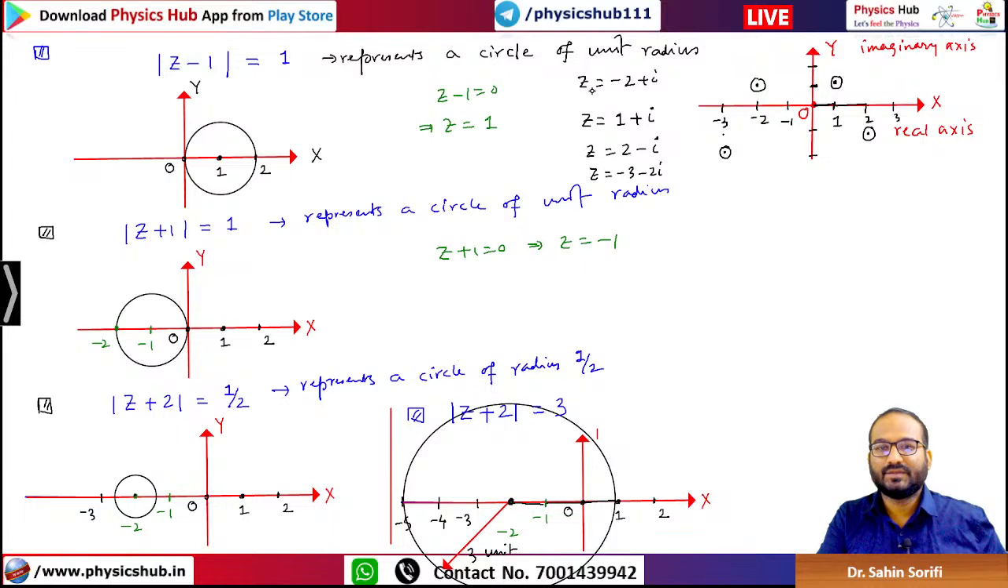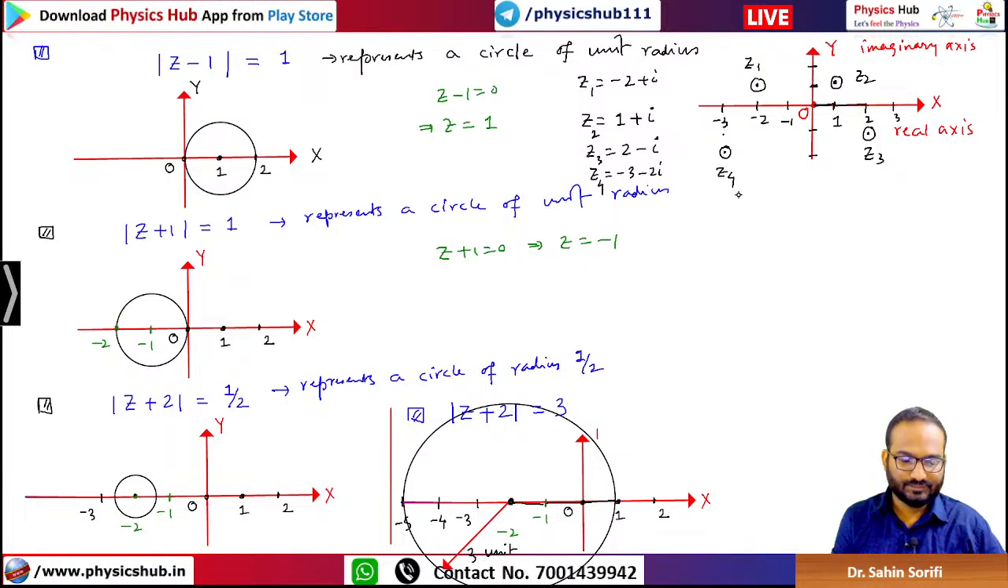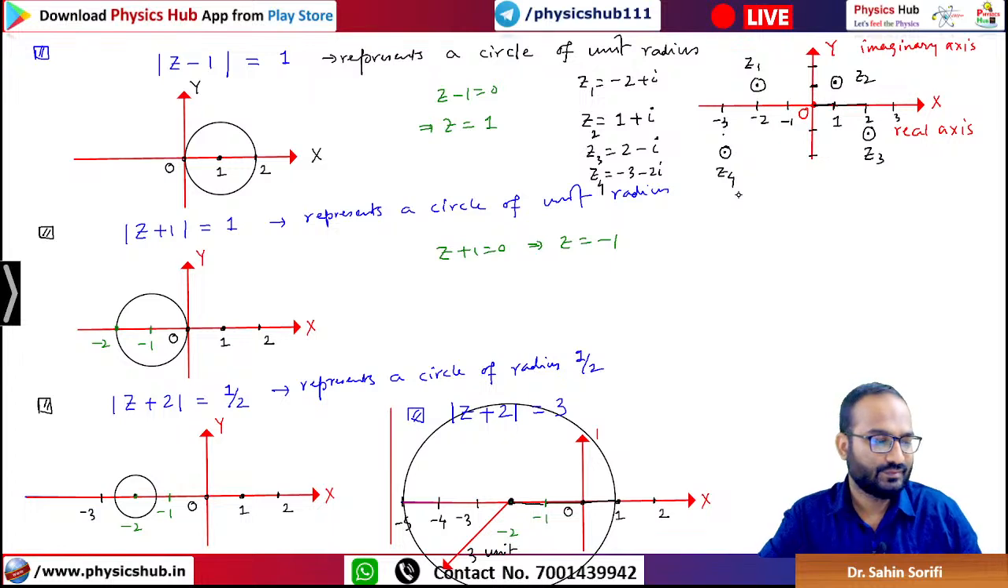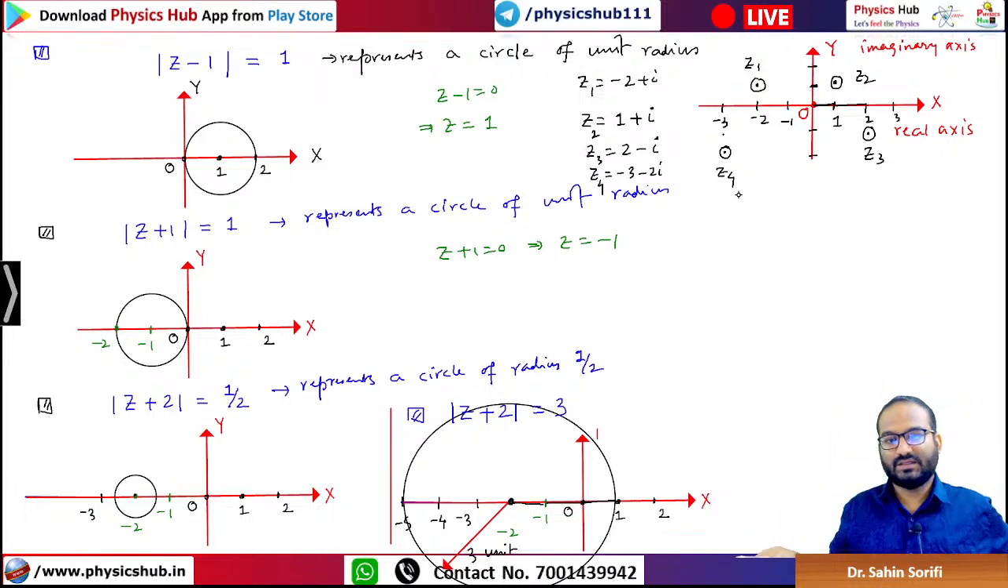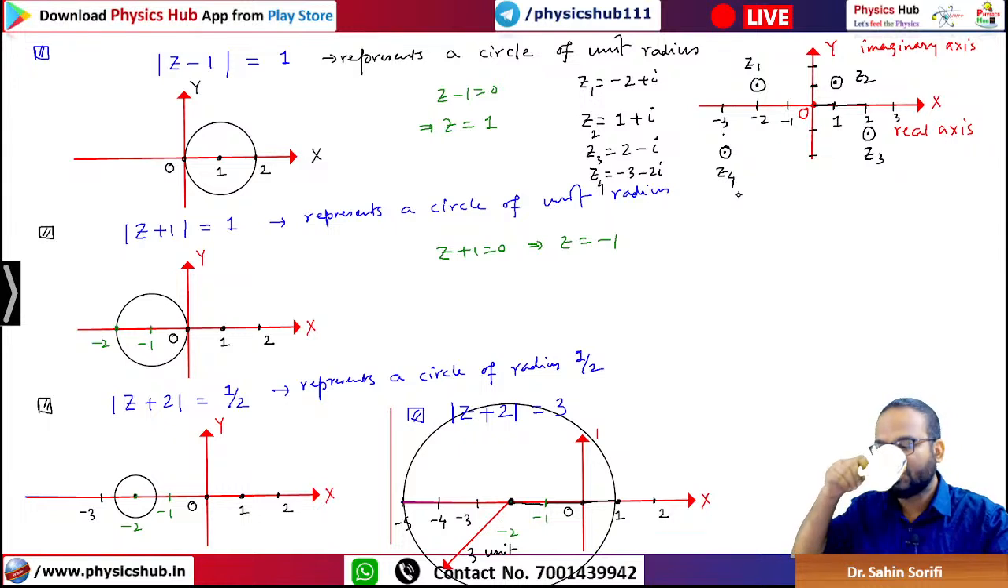Understood? Let's name them z1, z2, z3, z4. So this is your minus 2 plus i, this is your z1, 1 plus i, this is your z2, 2 minus i, this is your z3, minus 3 minus 2i, this is your z4. Is it clear, guys? This concept must be understood very clearly, otherwise you will get stuck at every problem.